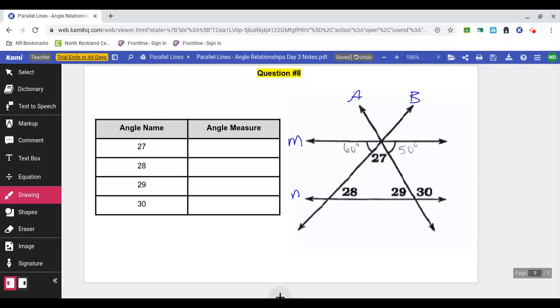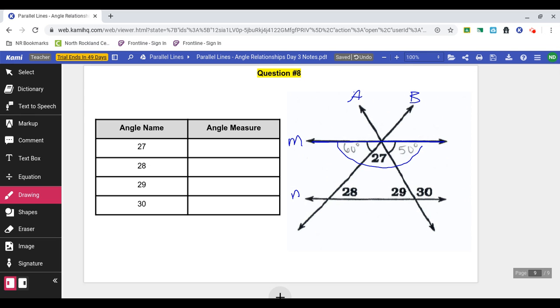Okay, I'm going to start with angle 27, and here's why. This line, M, is our parallel line. These three angles are together. Together, those three angles have to add up to be 180 degrees because they are supplementary. They are supplementary because they're right next to each other and they're on a straight line. So together they have to equal 180 degrees.